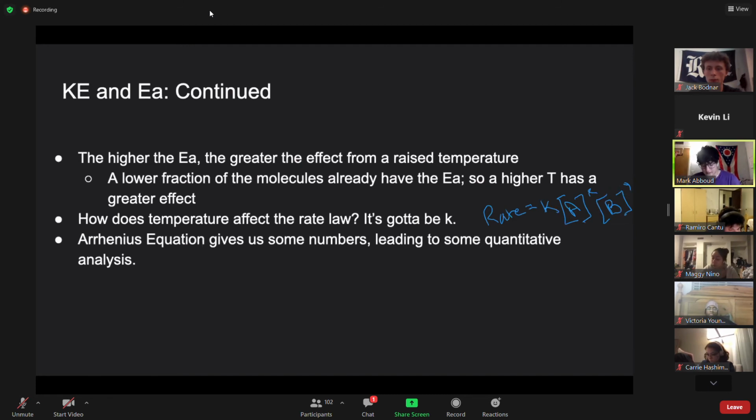And it doesn't affect the concentration of A or B, so it has to be K. So when we raise the temperature, we're affecting K. And oh, I mentioned the Arrhenius equation here, although I'm pretty confident that was this week's material as well. So you can ignore that and they'll go over it at the next review session.